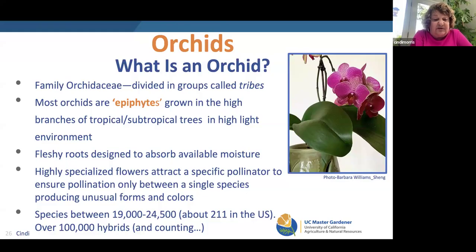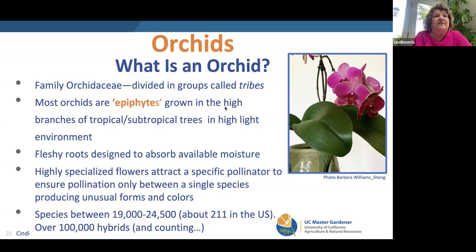Their highly specialized flowers attract specific pollinators to ensure pollination only between a single species, usually producing unusual forms and colors. Orchids are probably one of the most hybridized plants there is. The plants that we see today look nothing like the natural plants growing in China or in the mountains or wherever they grow, because we've adjusted them to meet our needs. There are about 19,000 to 24,000 species, and we do have native orchids in this country, about 211.